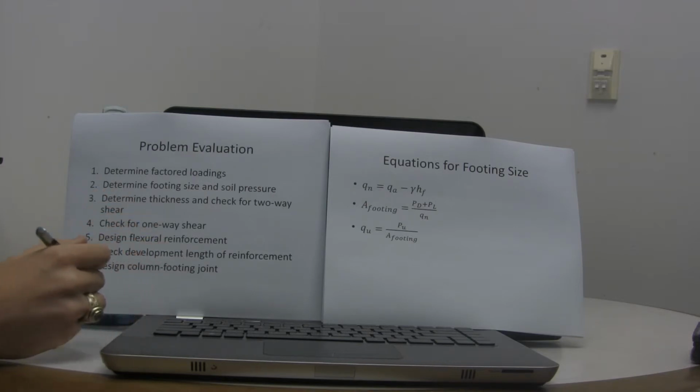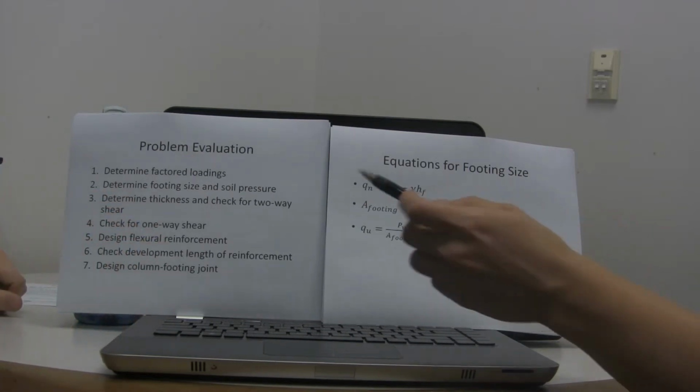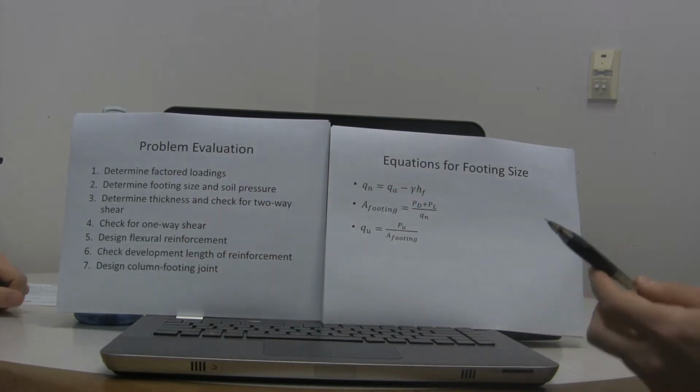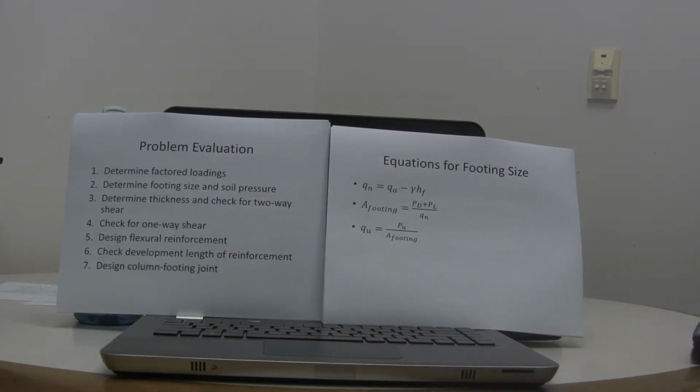With regards to first determining the factored loadings, this is just like how we have done it throughout our entire study in Civil 444. It is 1.4 times the dead load, or 1.2 times the dead load plus 1.6 times the live load. Actually, I'm sorry, I made a mistake. It was 1.4 times the dead load for the first one.